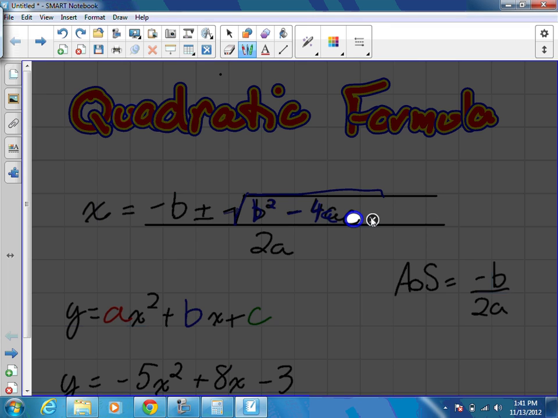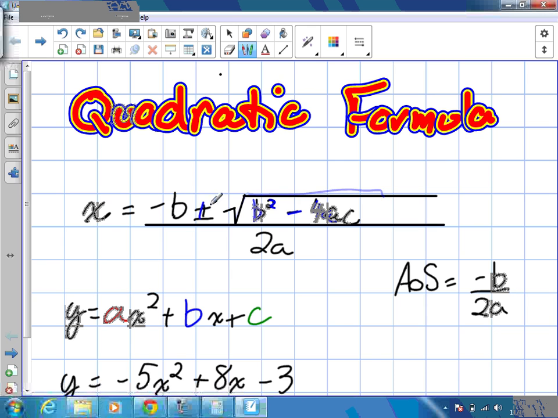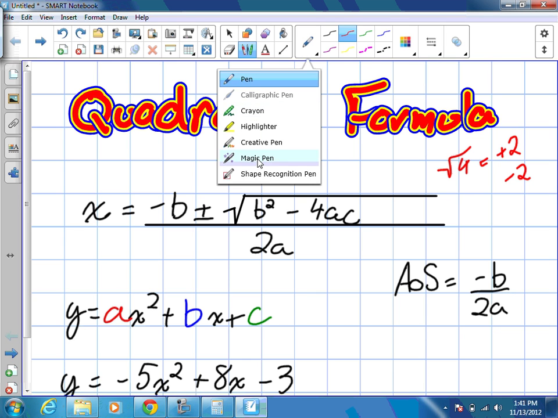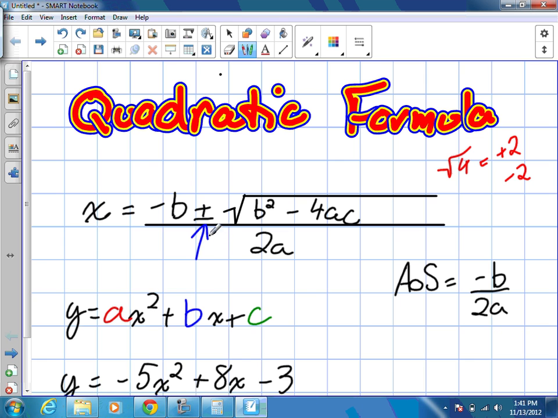Now, the reason there's a plus and minus at the front is because when we square root something, we technically get two answers. So let's think of the square root of 4. What is the square root of 4? Positive 2 and technically negative 2. Because if I multiply positive 2 times positive 2, I get positive 4. And if I multiply negative 2 times negative 2, I get positive 4. So there are two answers when we square root something. Okay, that's what this is letting us know.